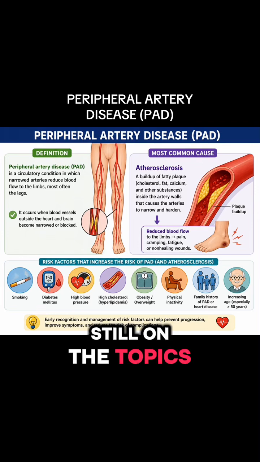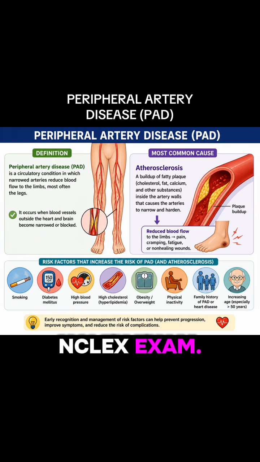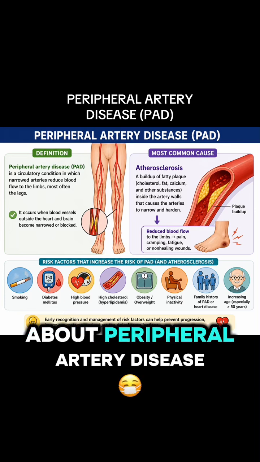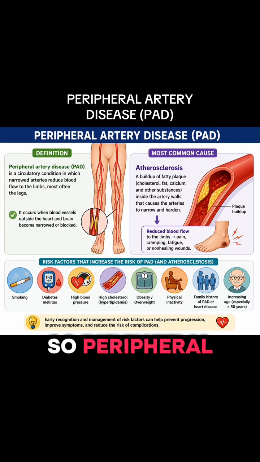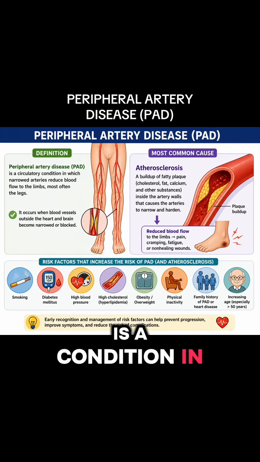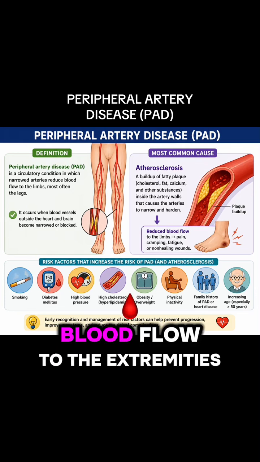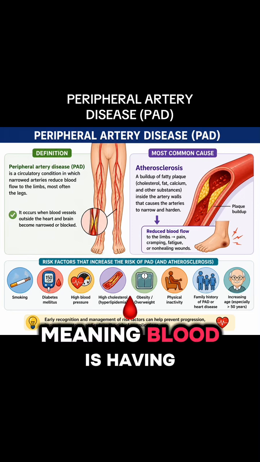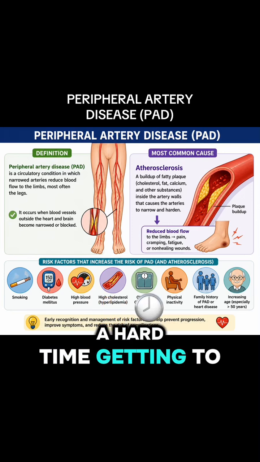Still on the topics you should know for your NCLEX exam. Today we are talking about peripheral artery disease. So peripheral artery disease is a condition in which there is inadequate blood flow to the extremities, meaning blood is having a hard time getting to the legs.